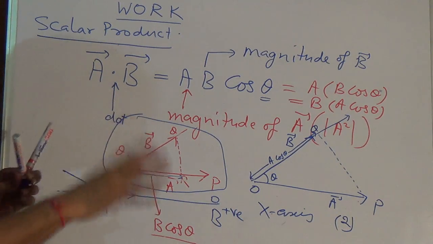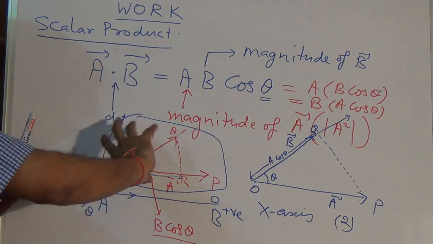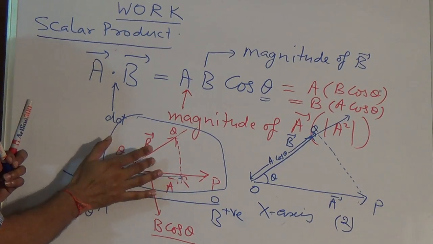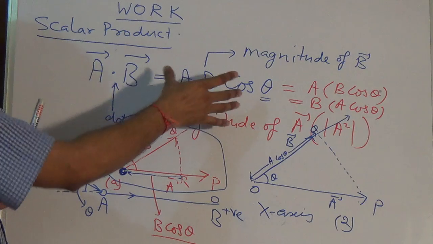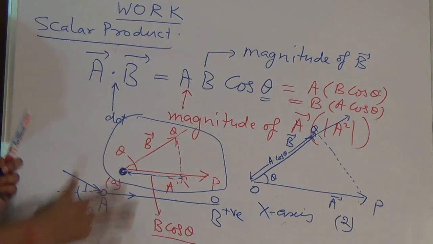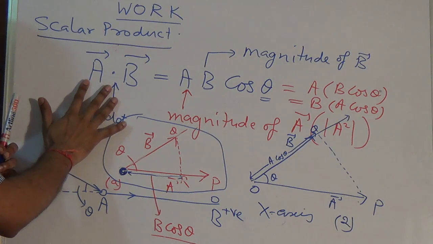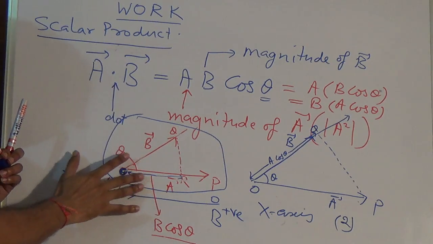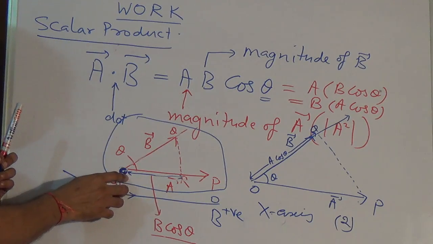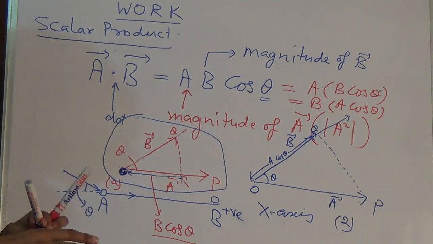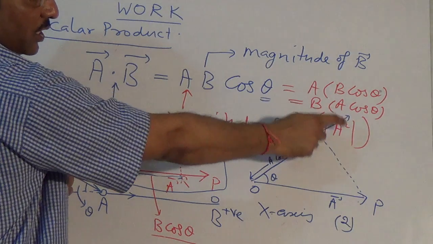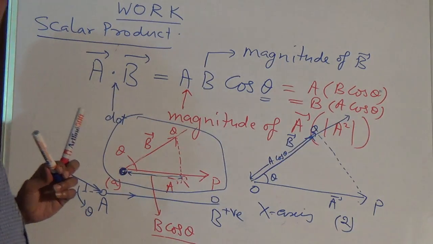We are interpreting our physical situation into a graphical view, and then we develop mathematics from this geometry, and this is our mathematics to define the work. So this formula we develop from vector geometry, and we use this geometry to define the work, where these are the only two important points: one is B cos theta and the second is A cos theta.